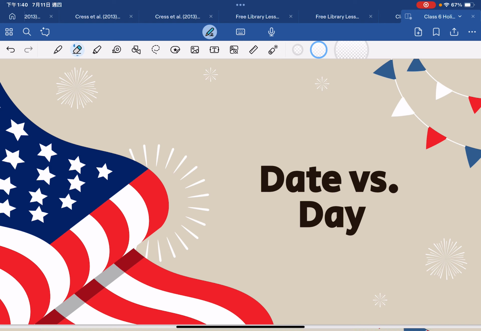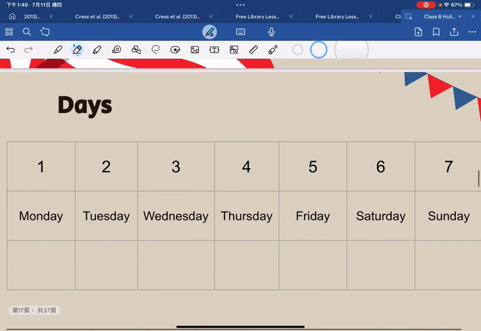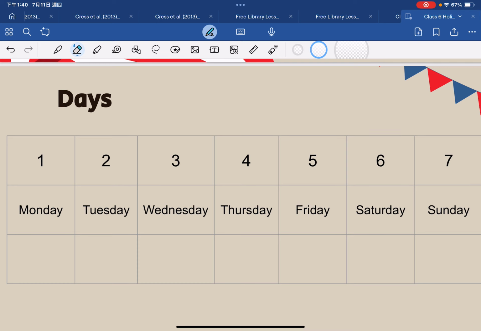Now we're going to talk about dates versus days. What is date and what is day? Days mean like this one. We have a week here, right? We have Monday to Sunday. Monday, Tuesday, Wednesday, Thursday, Friday, Saturday, Sunday. The first day of the week and the last day of the week. This is called days.